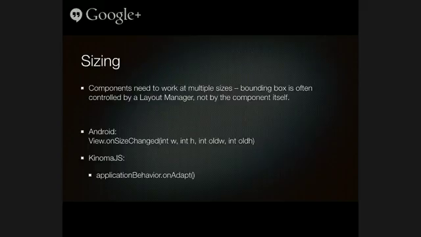All right, and then the last bit of what a widget library does for you is the sizing and layout thing. Components need to work at multiple sizes, and usually there's some kind of global layout manager that's deciding who gets to go where. The component itself doesn't necessarily get to make that decision. And so you may need to know when you've been resized. In Android, you get this view.onSizeChange thing. In Canoma.js, your application behavior gets a callback called onAdapt. Always there's some way to know you've been rotated or flipped or resized for one reason or another. Make sense?